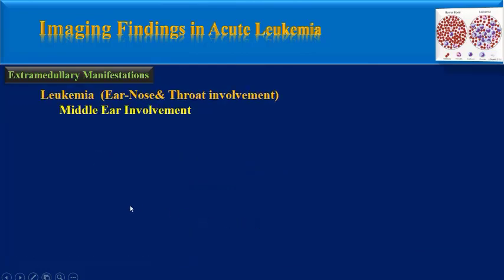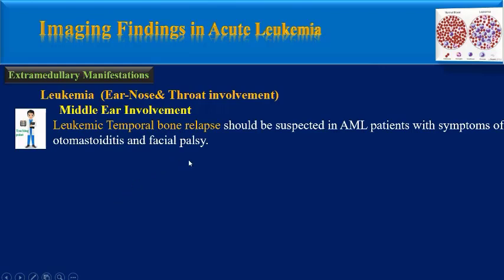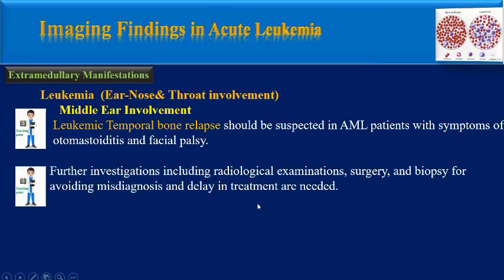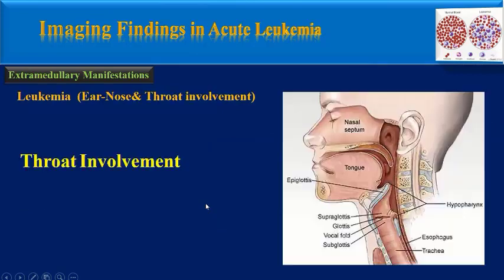Now, the teaching point about middle ear involvement. Leukemic temporal bone relapse should be suspected in an acute myelocytic leukemia patient with symptoms of osteomastoiditis and facial palsy. Further investigations, including radiological examination, surgery, and biopsy, are needed to avoid misdiagnosis and delay in treatment.